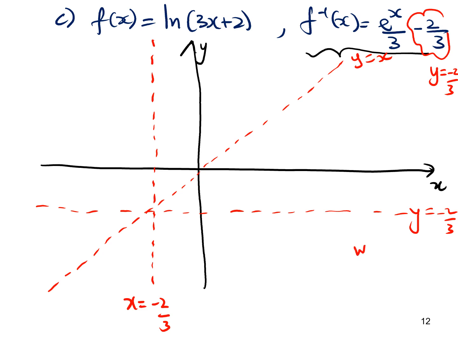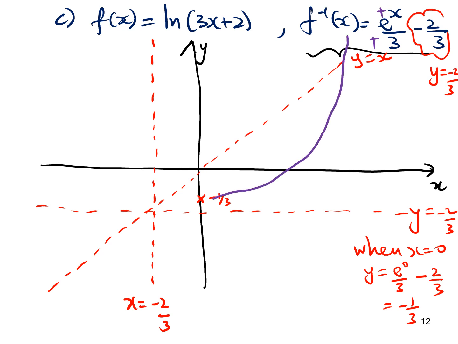So when x is 0, you have y equals e to the power 0 minus 2 over 3, which gets negative 1 over 3. So this f inverse intercepts at negative 1 over 3 here. So start sketching this graph. Look at this graph, positive, positive. So the shape is like this, from here and intercept here, and then never touches y equals negative 2 over 3. So this is your f inverse.